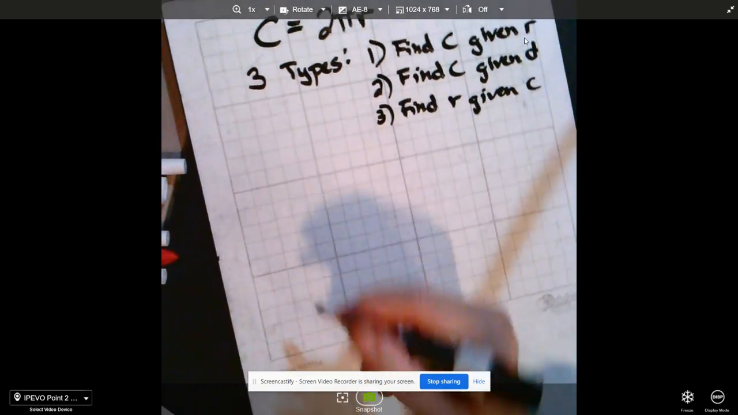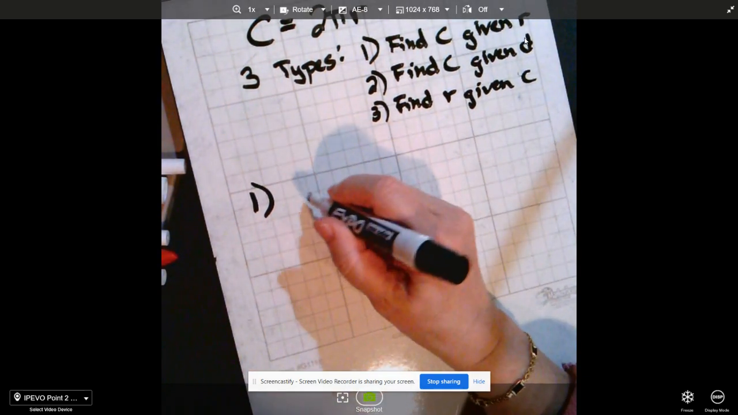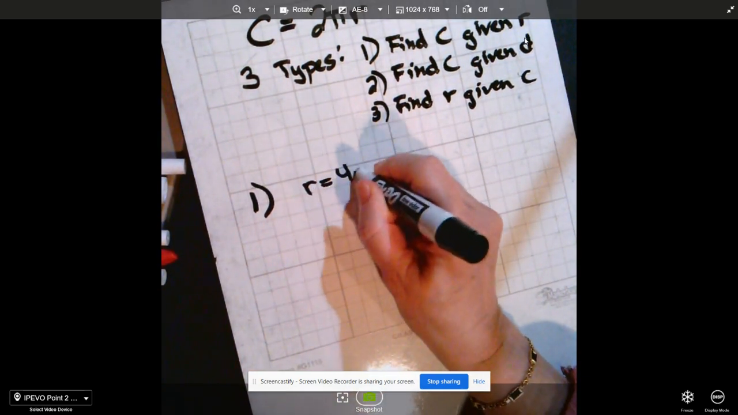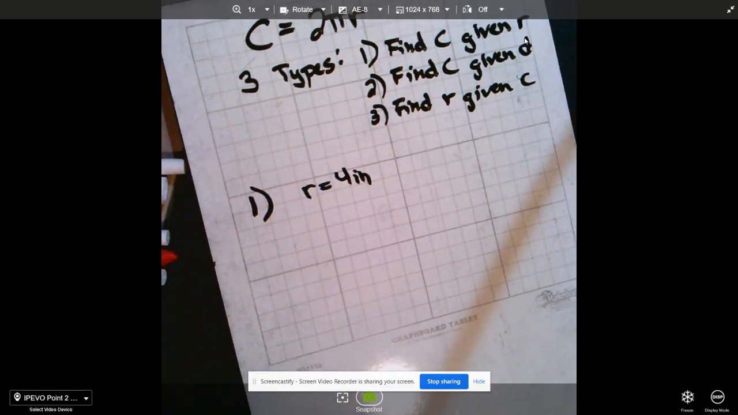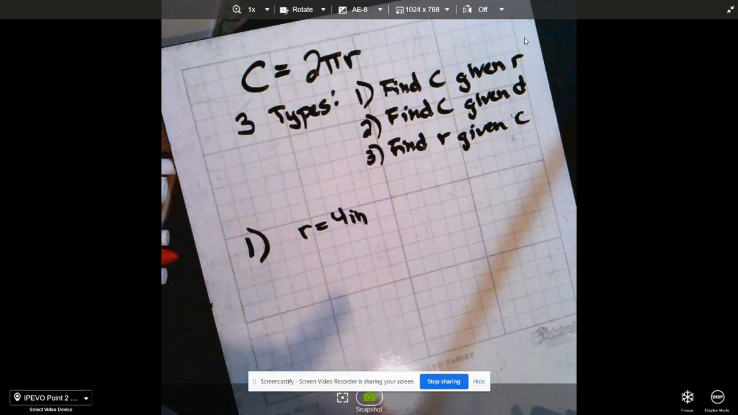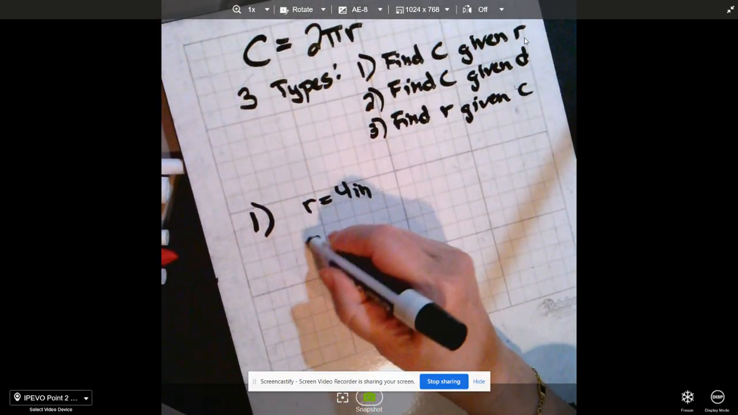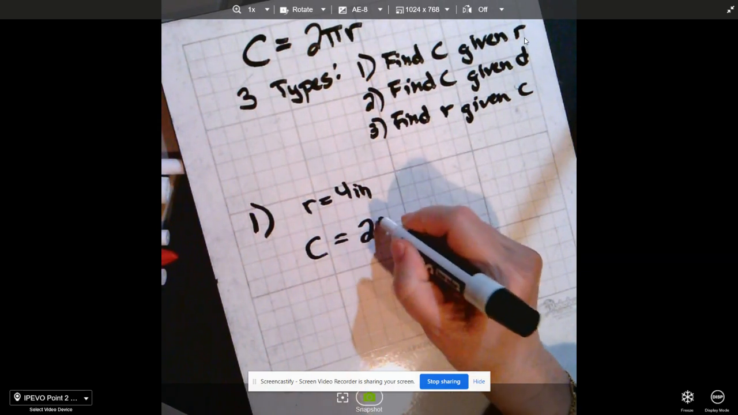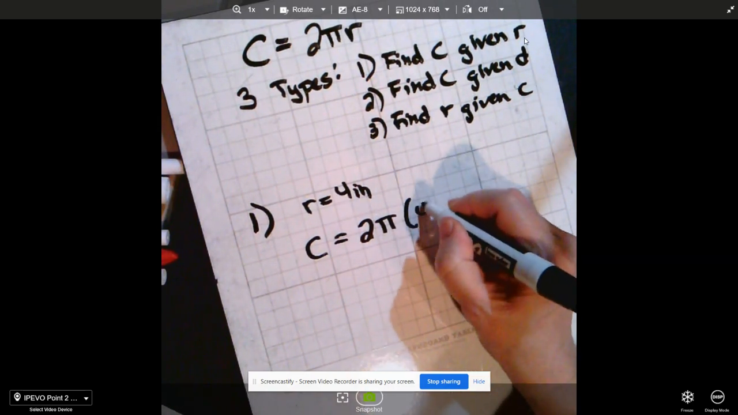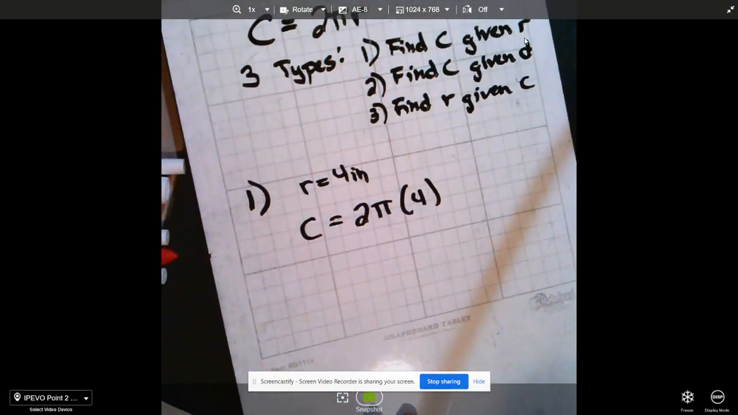So on the first type, finding the circumference given the radius. So you're given the fact that the radius is 4 inches. Well, you know the formula is circumference equals 2 pi r. So you're just going to take that 4 and plug it in for the radius. So you know the circumference equals 2 pi times 4. I'm just putting the number 4 in for r.